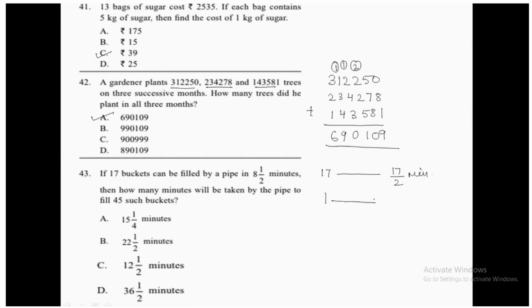So to fill one bucket, it will take 17 by 2 divided by 17. As we all know, when we are dividing a fraction, the divide sign will change into multiplication, and then 17 becomes its reciprocal, so it will become 1 by 17. Now to fill one bucket, it will take 1 by 2 minutes. Okay, 1 by 2 minutes, which we can say is half a minute.